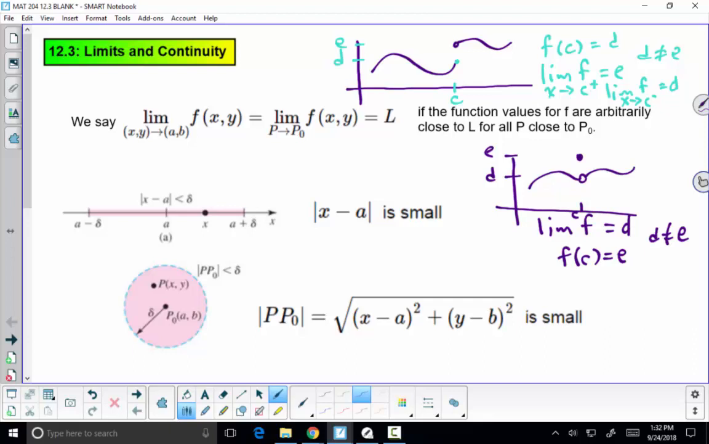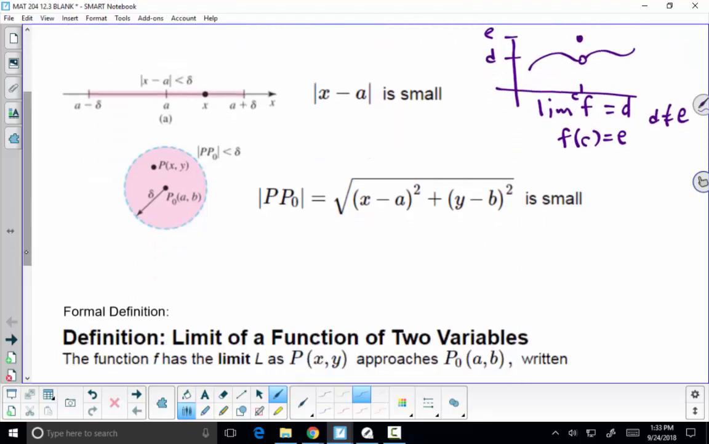we just talked briefly up here with a one variable function, there's only two ways to approach C. You're either coming in from the right or you're coming in from the left. So up here we can say the limit exists if the right limit's the same as the left limit. When we're in two-dimensional space, when we're approaching P naught, there is a bazillion ways that you can approach P naught. There are lots of paths that you can take. And so it's a vast question. Is a two-variable function continuous at a point?